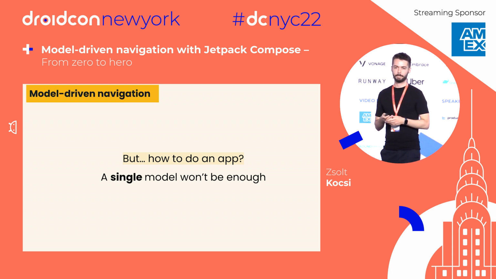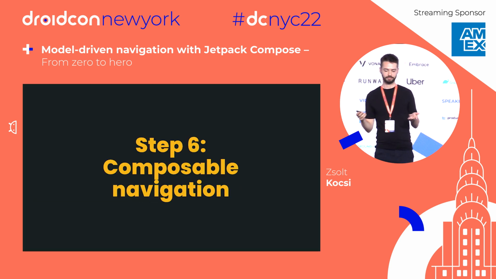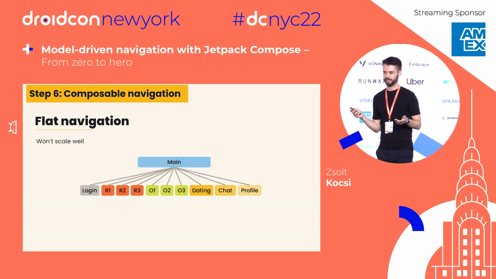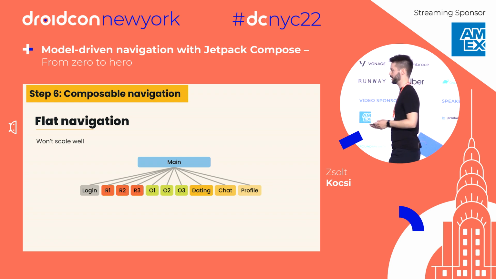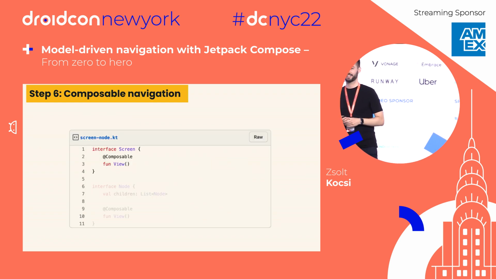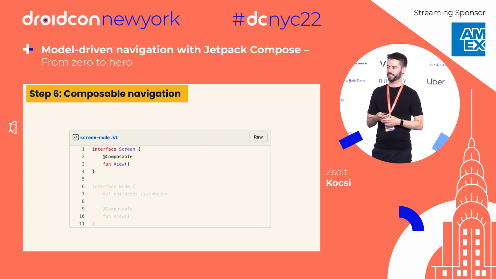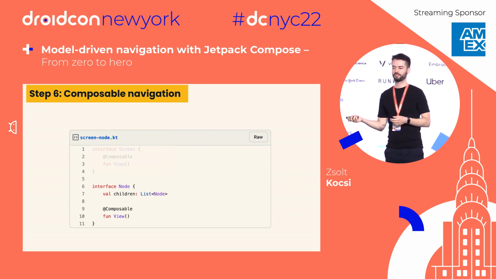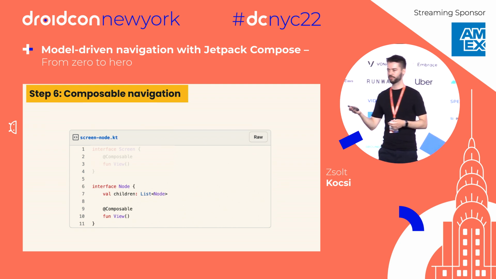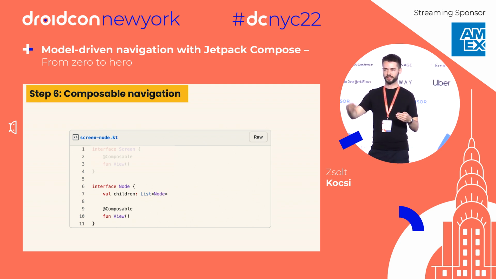But how do we do an app? Because surely a single model won't be enough for the entirety of our application. And this leads us to composable navigation. So if we have many, many, many screens in our application, and we would imagine that we would have one main navigation model for that, this is really not scalable. So instead, what if we tried to make it composable and change our definition of a screen into a definition of a node? With the important difference here is that a node has the ability to reference any number of other nodes as its children, and then you can repeat this pattern.